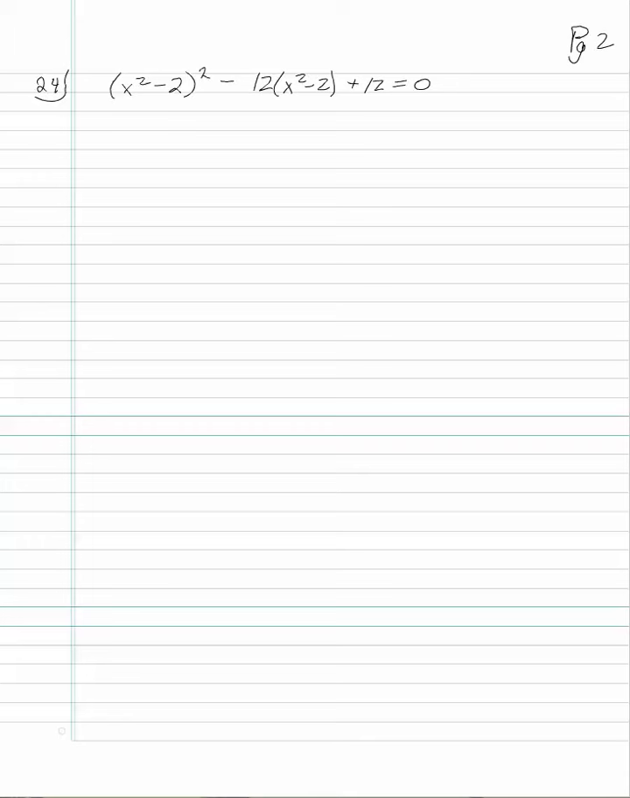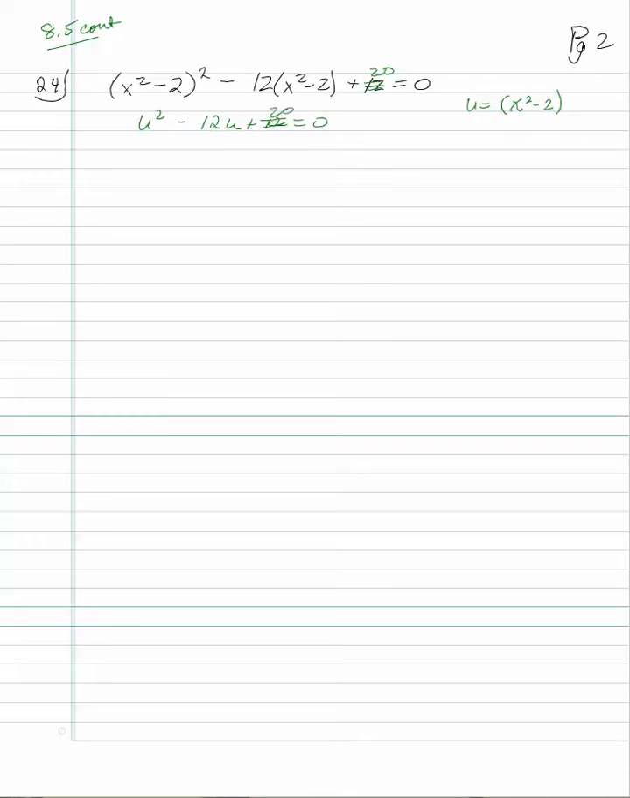Okay, let's look at number 24 here. Anytime you see parentheses, it's a good idea to think of it as one number. So again, we're going to let u be the parentheses. Just think of it as one number. So that's going to be u squared minus 12u plus 12 equals 0. Oh, I copied it wrong. It should be plus 20. Sorry.